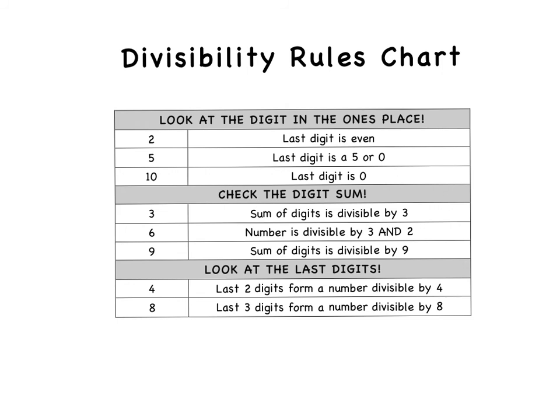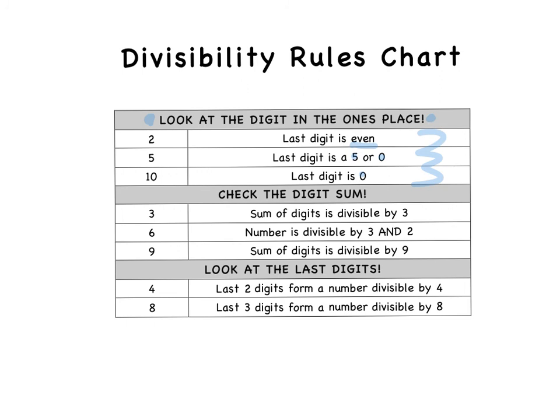So again, looking at it, just some tricks. If you look at the last digit, like I was doing on the other slide, if it's even, then you know it's divisible by 2. So these are some strategies for looking at the ones place. We know that numbers divisible by 5 end in a 5 or a 0. For 10, we know they end in a 0. These ones are pretty common.